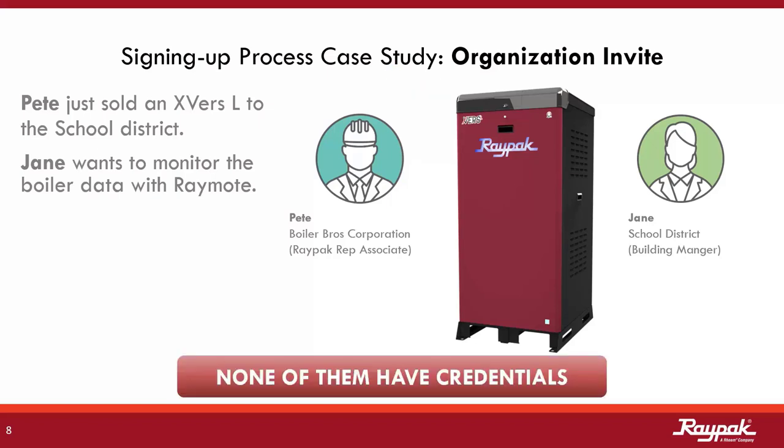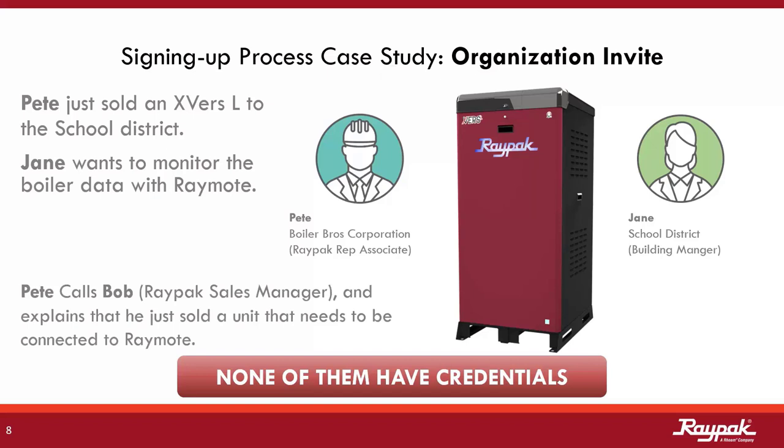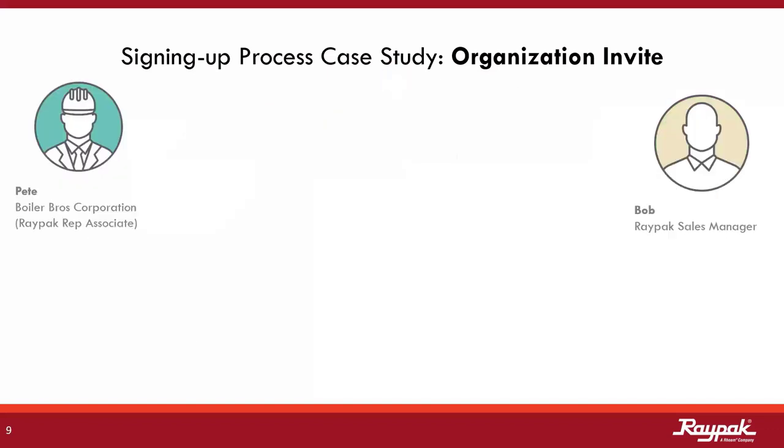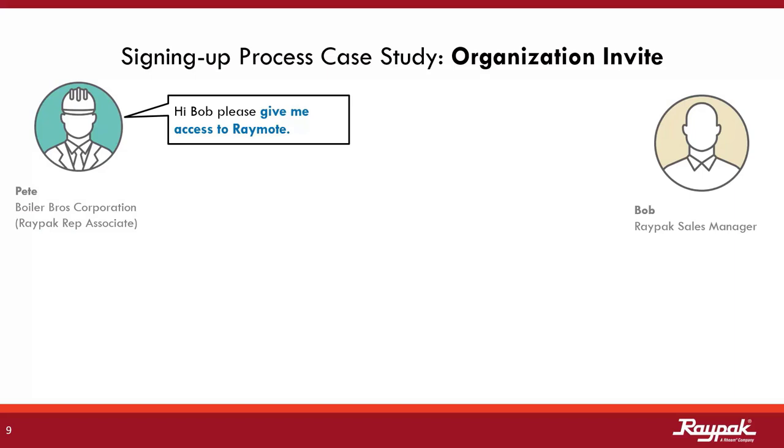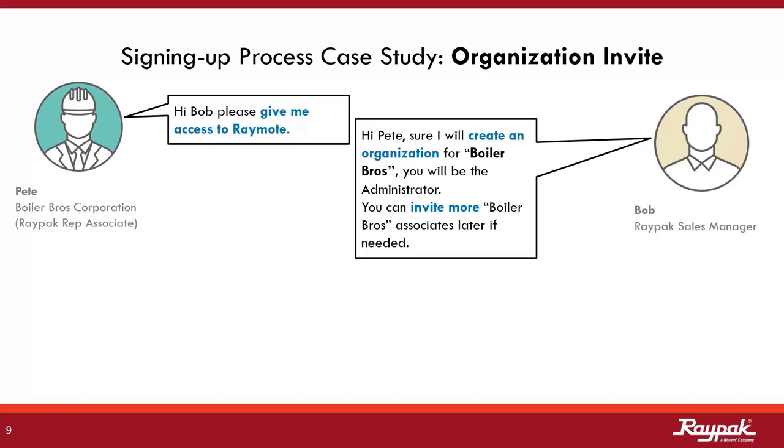And Jane wants to monitor the boiler data with Remote because she saw the brochure and she knows that these units can be monitored. That was mainly the reason why they selected Raypak, for example. So she wants to monitor and none of them have credentials. So the next step is for Pete to call the Raypak sales manager and explain that they have sold a unit and they need to be connected. So Pete will call the Raypak sales manager and ask for credentials. In that instance, ideally, the sales manager will provide those credentials.